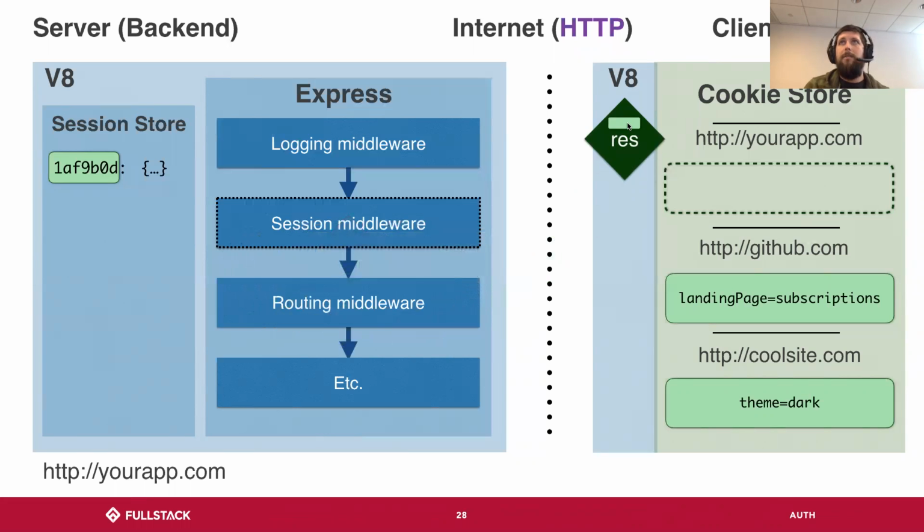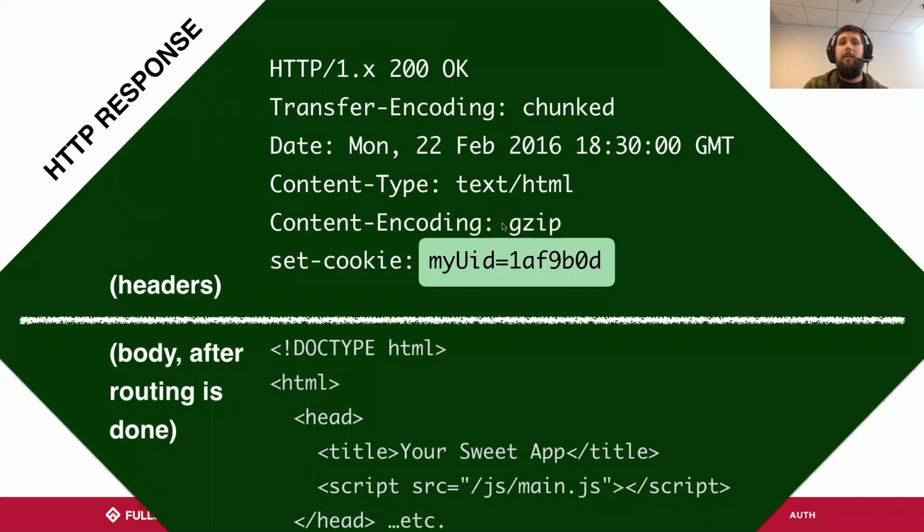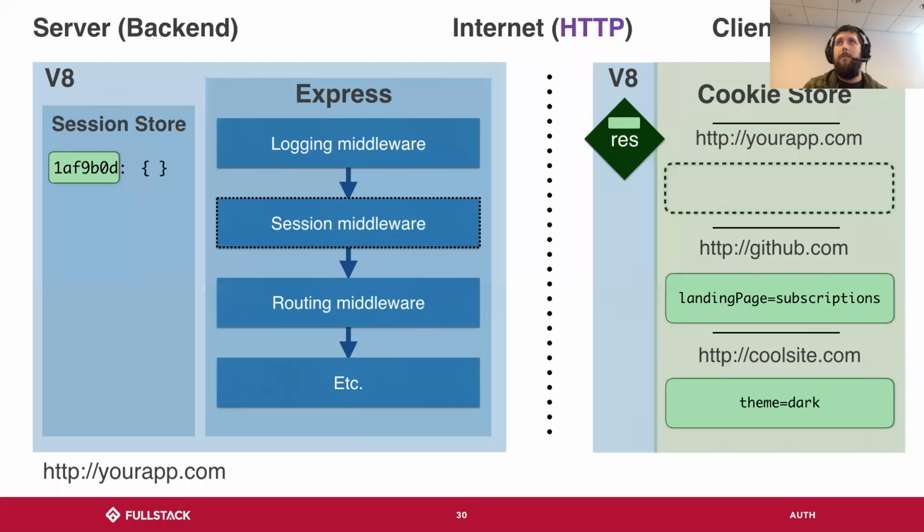Your browser is going to see this response, and it's going to be like, oh, hey, here's this Set-Cookie header. So what I'm going to do is put this away in storage. I'm going to put this in the cookie jar. Our response might contain the HTML, and we'll render that and everything, but we'll also put the cookie for http://yourapp.com in storage.